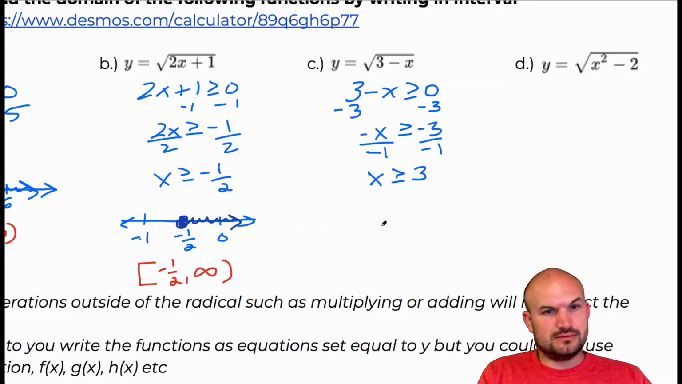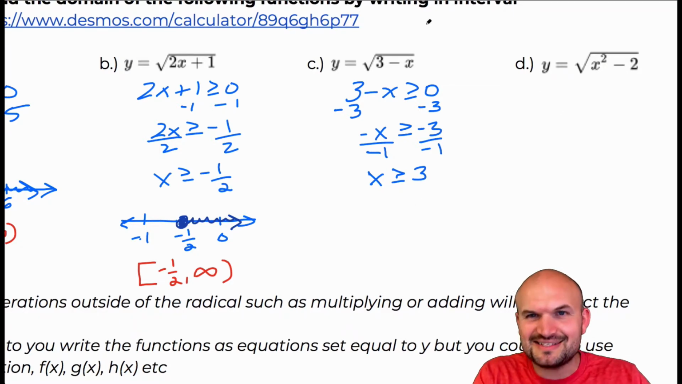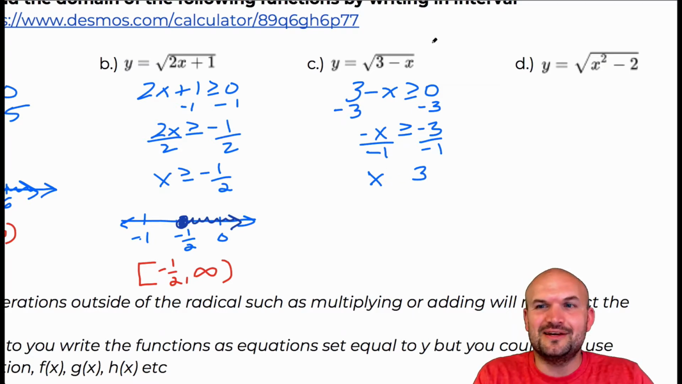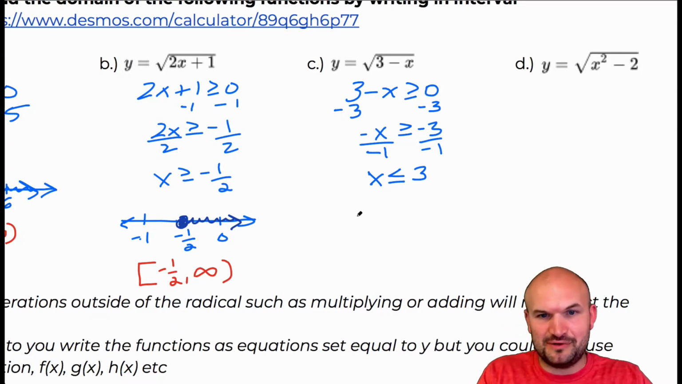Oh, I forgot to flip the sign. I just said flip the sign, and then I didn't flip the sign. So no wonder my confusion here. x is going to be less than or equal to positive 3.